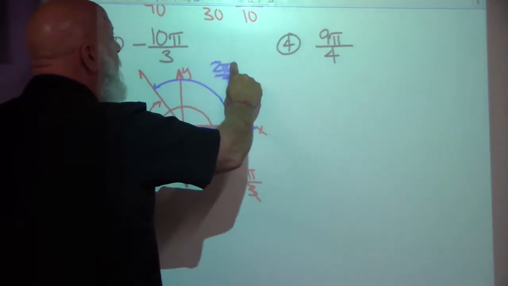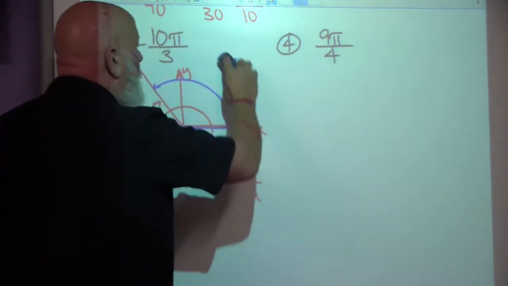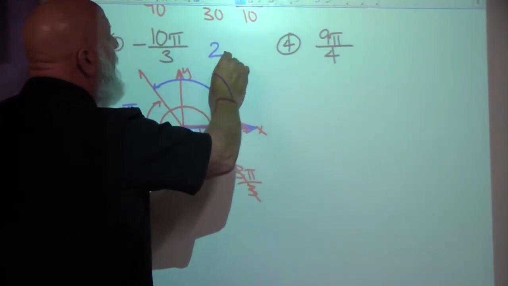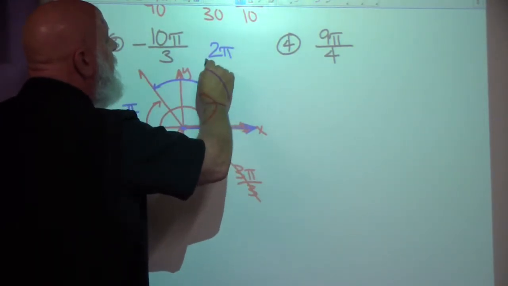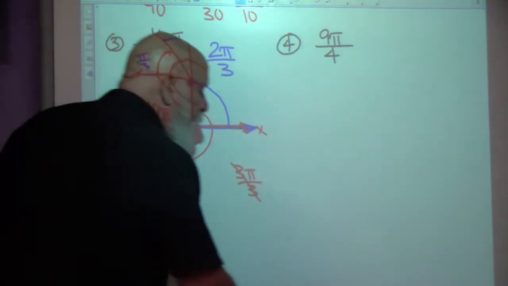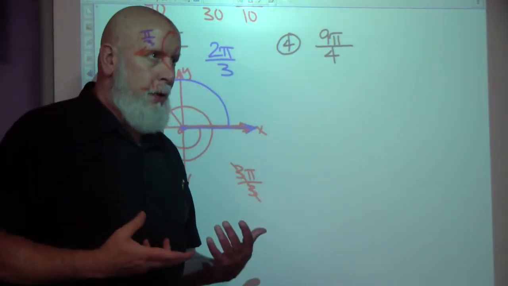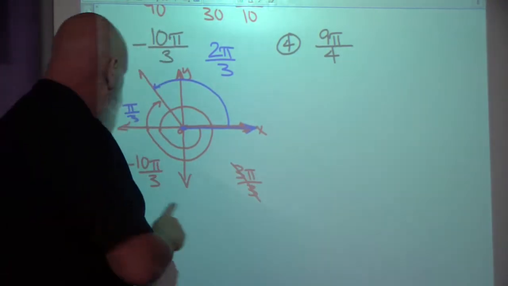Remember, 3 pi over 3 would be pi radians. I'm going to make that a little bigger. That's our answer. You might be a little bit confused about what we did there, but I'll explain it. And again, as I said, if you don't like the idea of counting by radians, you can always convert to degrees like we did in these two.